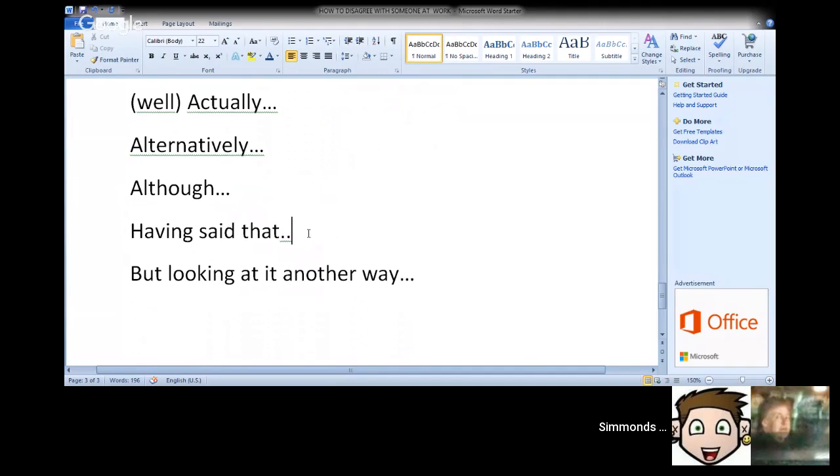This one I really like. Having said that, so this is where you really defend yourself. Having said that, you know, I think this is the best way to approach this meeting, for example. Okay. And then the last one I have here is, but looking at it another way, you can use looking at it a different way, for example, as well. Okay.